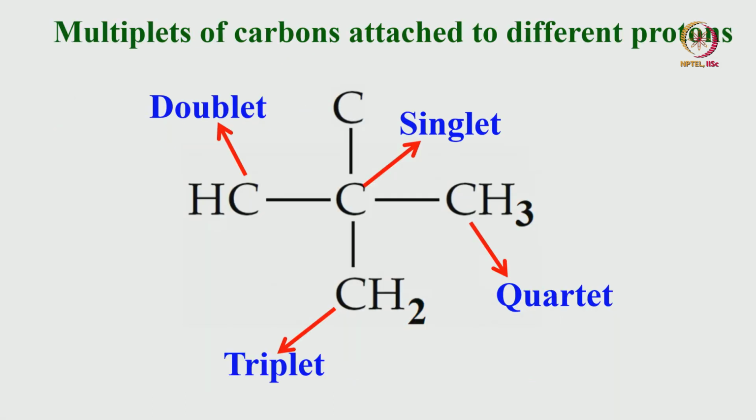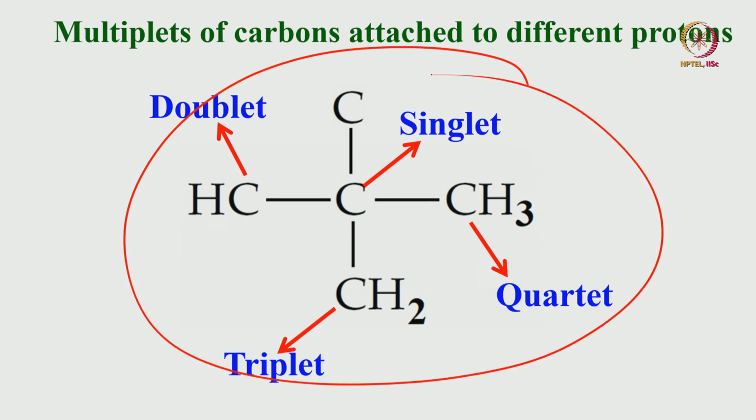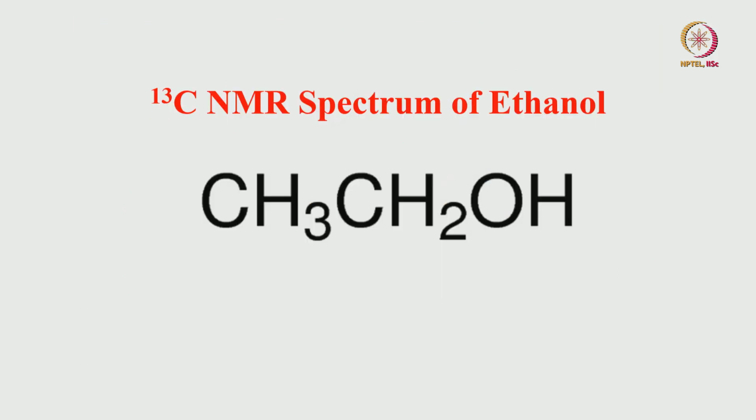With this knowledge, take an example like this, a hypothetical molecule. If you record the spectrum of this molecule, you will simultaneously get a quartet for this, a triplet for this, a doublet for this, and a singlet for this. Hypothetically, I have written this molecule just for you to get the feeling, to understand how the multiplicity of the carbons arises when they are attached to different numbers of protons. With this knowledge, let us try to understand the carbon-13 NMR spectrum of ethanol. A very simple molecule. Ethanol has 2 carbons, a CH3 group and a CH2 group.